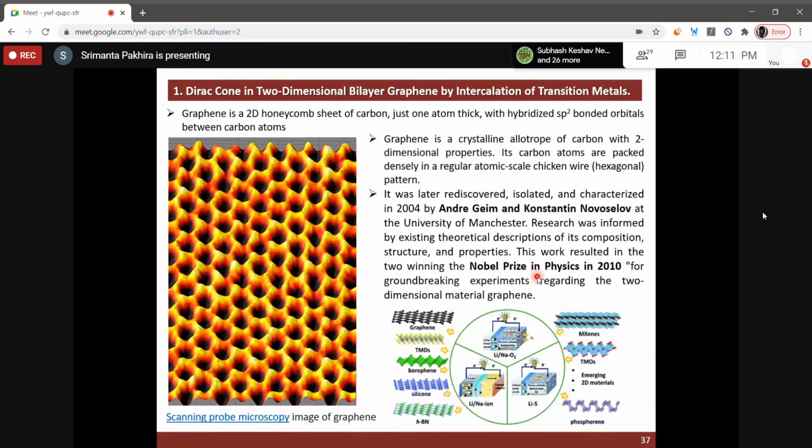So what is the definition of graphene? Graphene is basically a 2D honeycomb sheet of carbon, just one atom thick, where carbon atoms create bonds with sp2 hybridized orbitals between the carbon atoms. Graphene is a crystalline allotrope of carbon with two-dimensional properties. The carbon atoms are densely packed in a regular atomic-scale hexagonal pattern, like chicken wire. The structure is hexagonal.